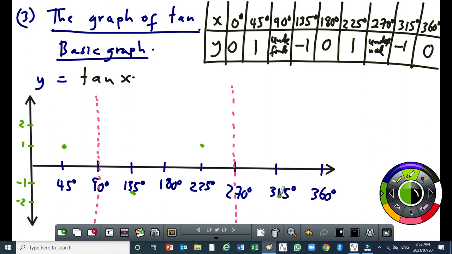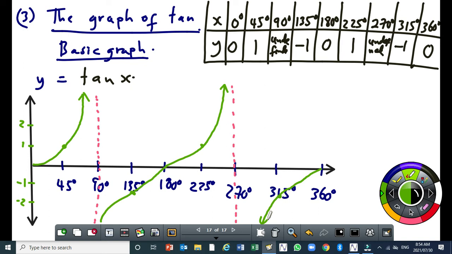So when you sketch it now, the shape is not like that of the graphs of sine and cos. It has got curves. So it looks like this. Starting from 0 degrees, it goes like this. Right, this first curve here doesn't touch that asymptote. Right, the next one goes like that. You can put some arrows pointing in that direction. Then the last one, you go like this. So that's the shape of the graph of tan.